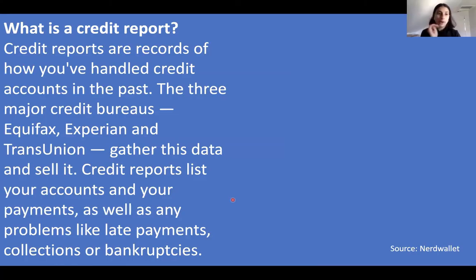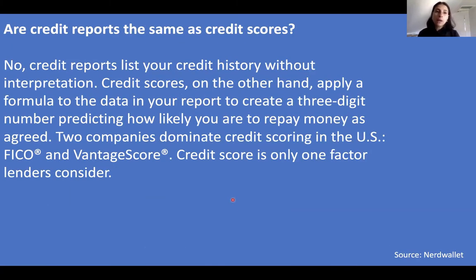All right, so let's look at some credit report facts. Credit reports are records of how you've handled credit accounts in the past. The three major credit bureaus, which are Equifax, Experian, and TransUnion, gather the data and sell it. Credit reports list your accounts and your payments, as well as any problems like late payments, collections, or bankruptcies. One common question that I've seen, and this is from NerdWallet here, is: are credit reports the same as credit scores? And no, they're not the same.